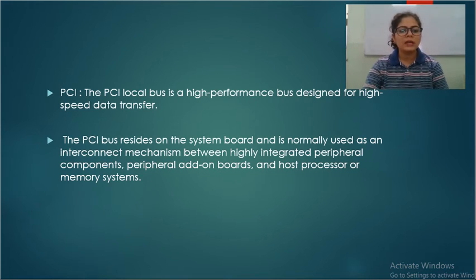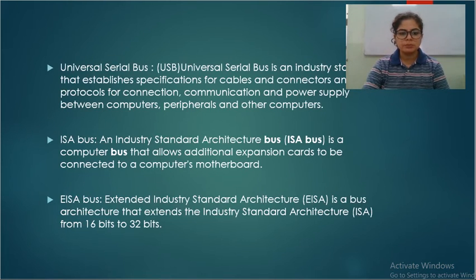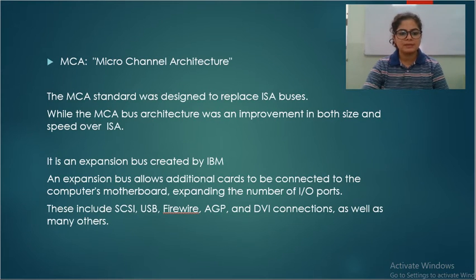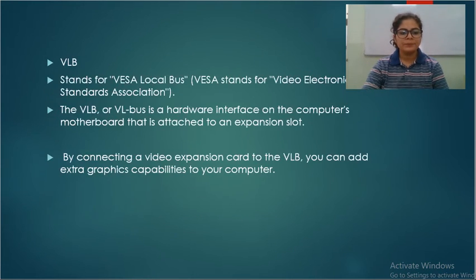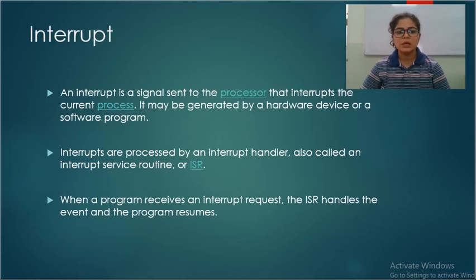So these all are the different categories of buses that we have studied: address bus, data bus, control bus, then USB, Universal Serial Bus, ISA bus, EISA bus, MCA, then VLB bus, and then PCI bus. Now let's move to the next and last topic of this unit, interrupt.